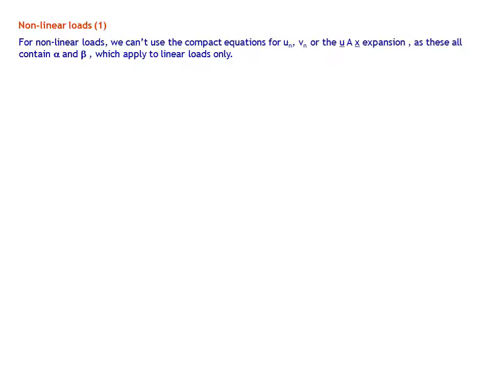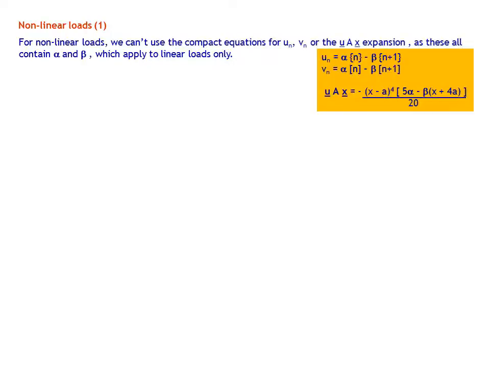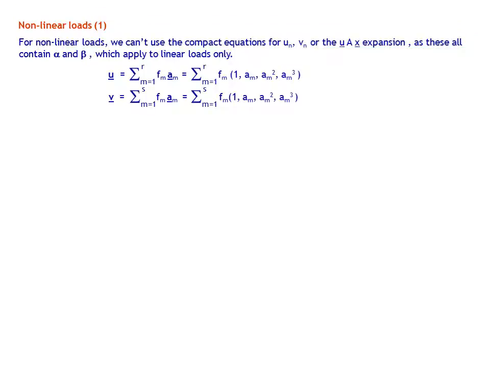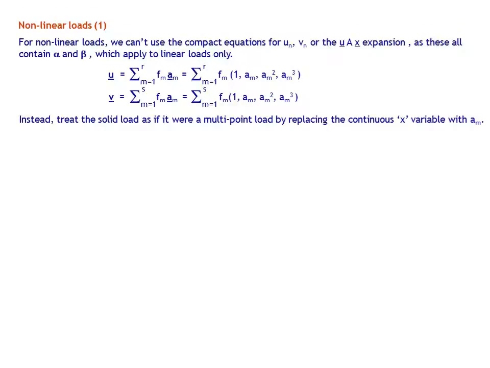When dealing with nonlinear loads, we can't use the formulae for Un or Vn or the general expression for UAX, as they all contain alpha and beta, which are valid only for linear loads. Instead, we have to go back to the original definitions of load vectors U and V for multipoint loads, which are the sums from 1 to R or S of Fm times vector Am, and treat the solid load as if it were a multipoint load by replacing any occurrences of x with Am.